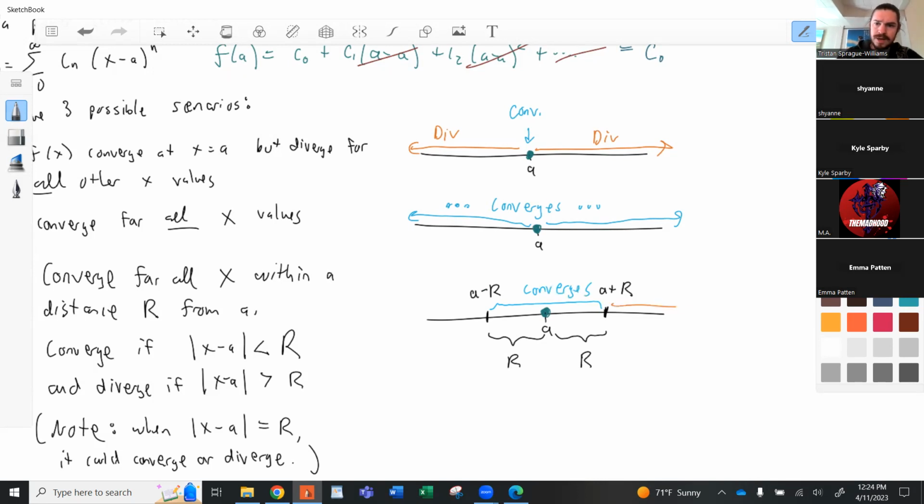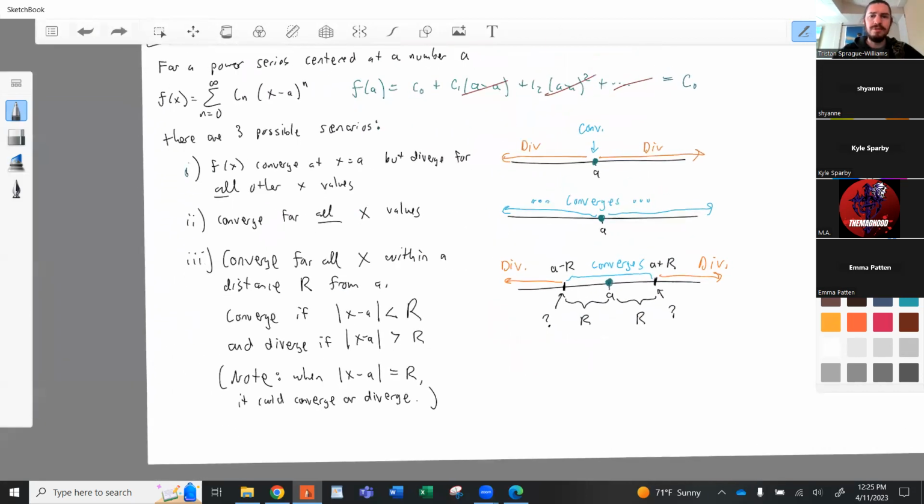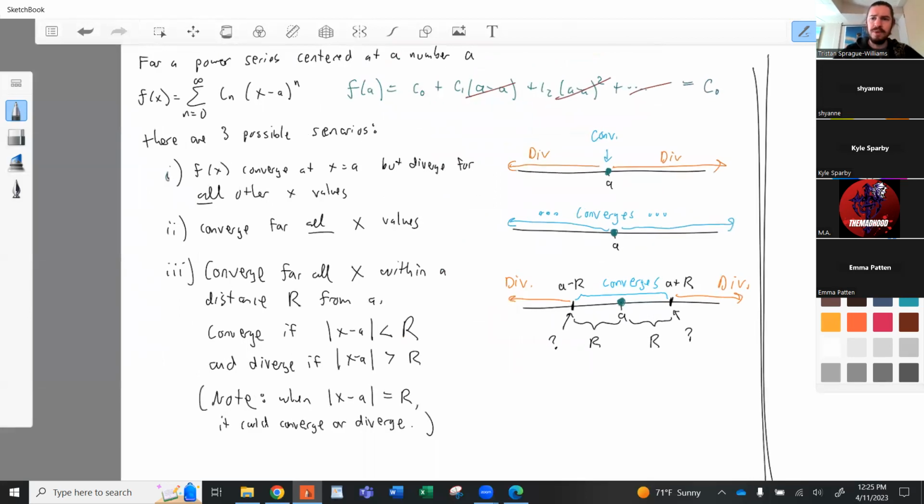And then it diverges over here, and it diverges over here. And then what actually happens at the endpoints is questionable. You have to check it, like I said earlier. It could converge or it could diverge. Okay, so that's the diagram that explains it.